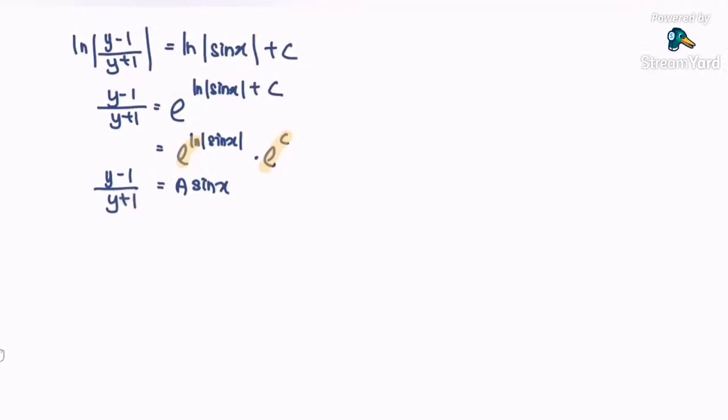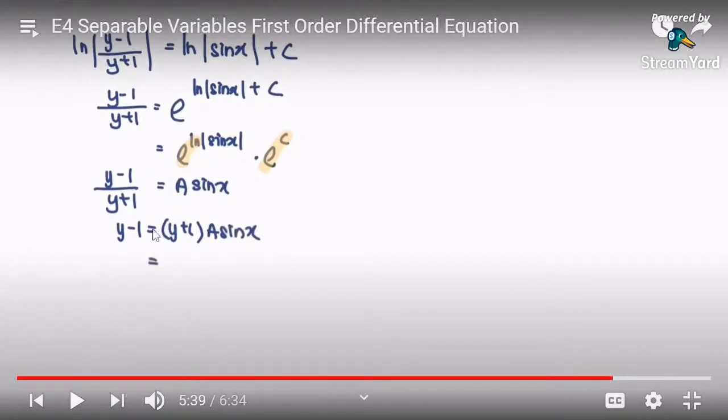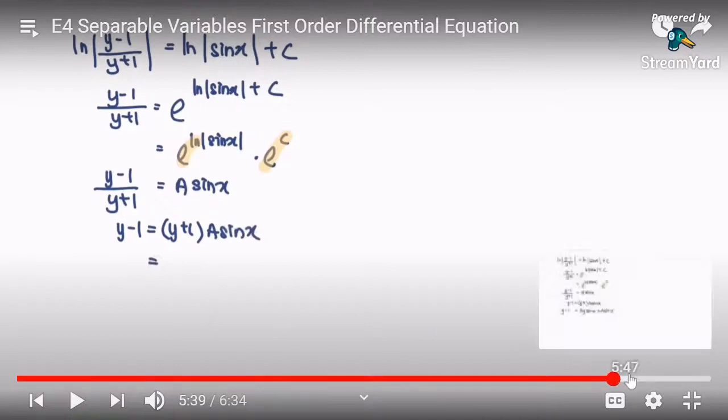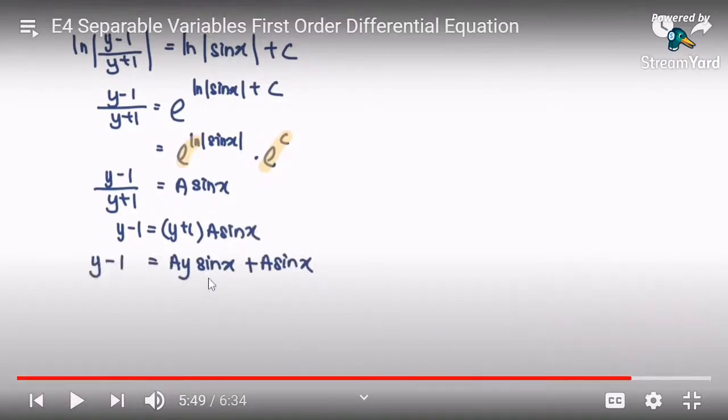Now we are going to cross multiply so that we can express y in terms of x. So y minus 1 will be equals to y plus 1 multiplied with a sin x. Expand the situation. Saya cross multiply. Kemudian saya expand the situation. Boleh? You akan nampak macam ni. Kita nak express y in terms of x kan? Cuba you transfer supaya y bersama. Selain pada y, semua ke sebelah kanan.